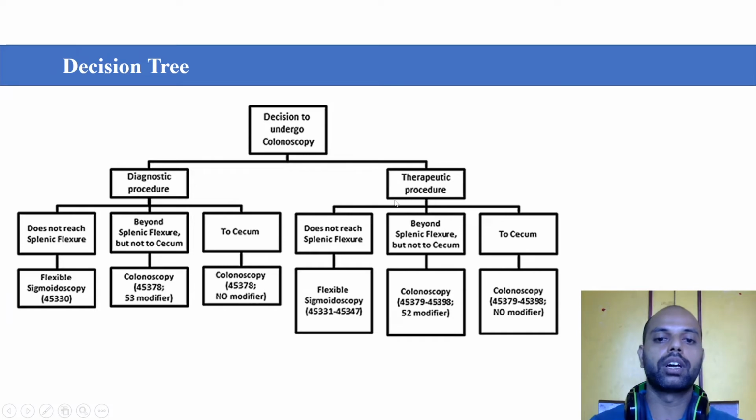If the procedure is done for therapeutic purpose and the scope does not reach the splenic flexure, then code flexible sigmoidoscopy 45331 till 45347. If the scope reaches beyond the splenic flexure but not to the cecum, then code colonoscopy procedure 45379 to 45398 with 52 modifier. If the scope reaches to cecum, then code colonoscopy 45379 till 45398 with no modifier.